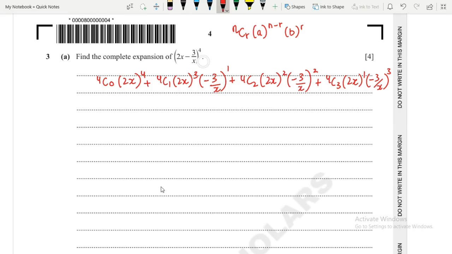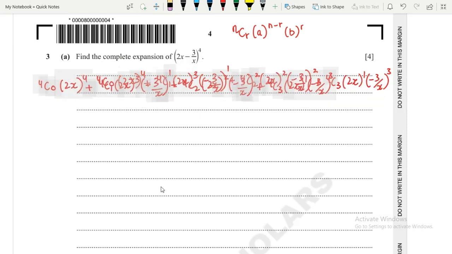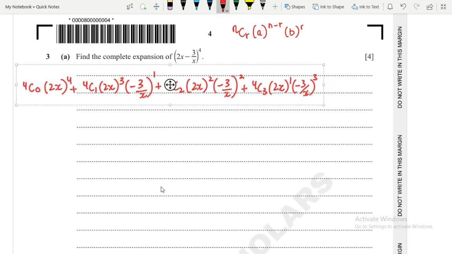Now let's just drag this whole equation to the left so that we can accommodate the last one. Okay, so then we have the last one, which becomes 4C4, this becomes (2x) to the power 0 and minus 3 over x to the power 4. So now you can just calculate this.